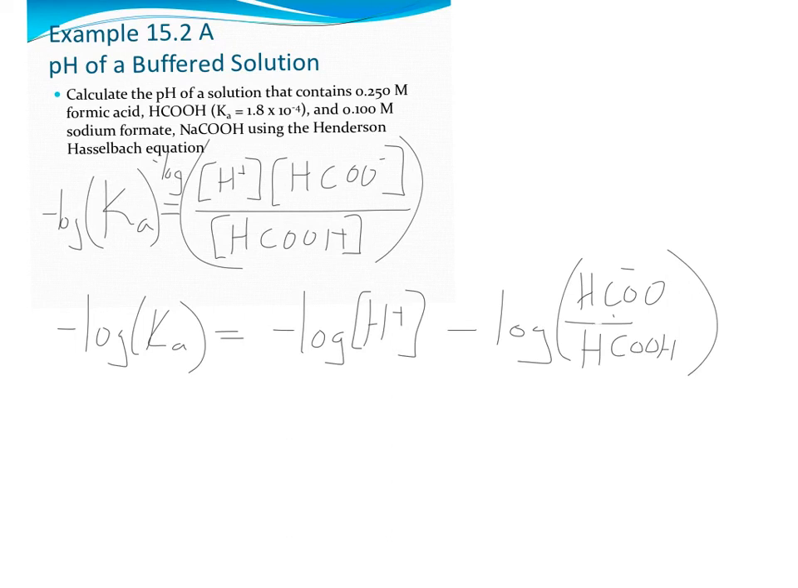This just lets us separate. We can take the negative log of that whole big thing, take the hydrogen out. The reason we take the hydrogen out is because this is a pH. And when we have negative log of a Ka, we're going to call this a pKa. So we get a new term there.